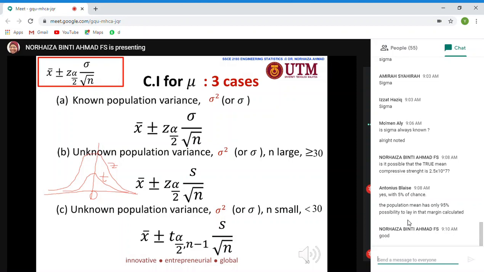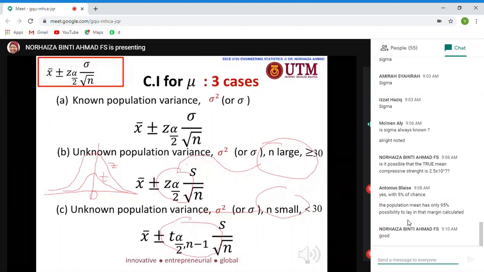If you've got a large sample size, you use a Z. If it's small, then you use a T distribution. Just mind that for a T distribution, you need to get its degrees of freedom. So in this case, it's n minus 1.